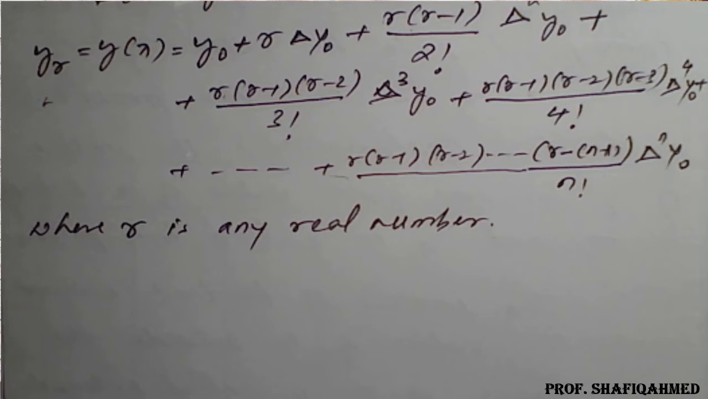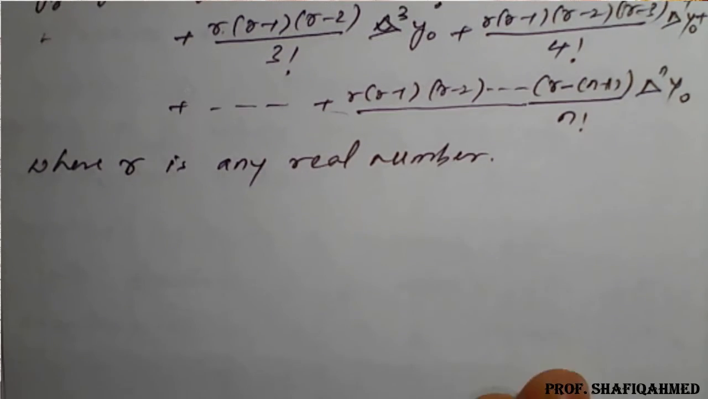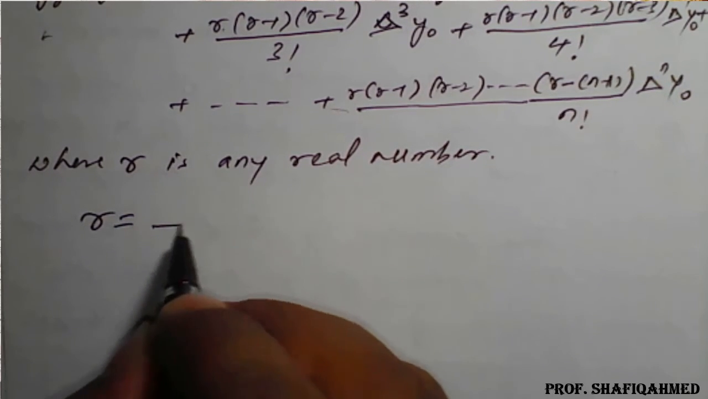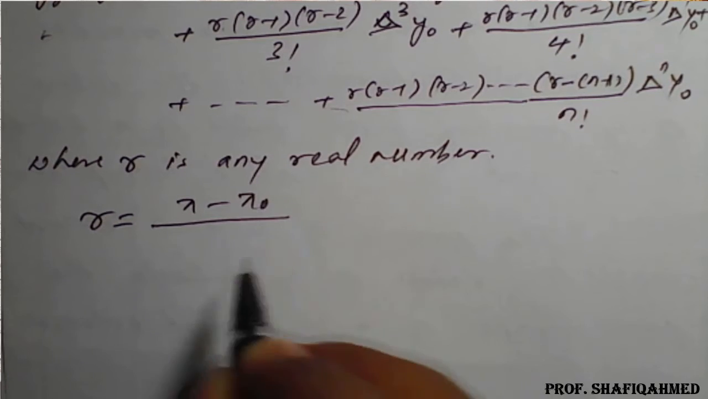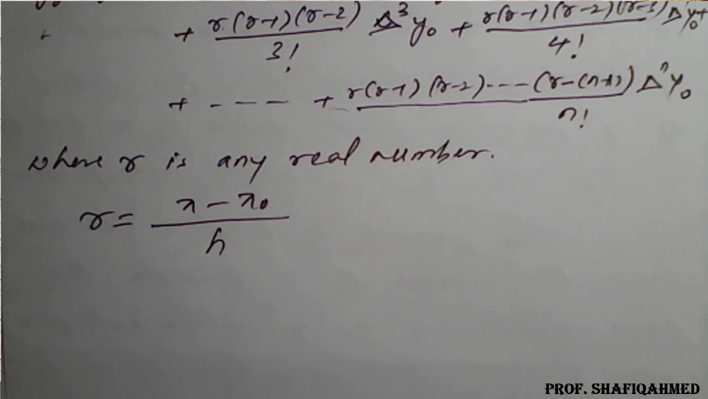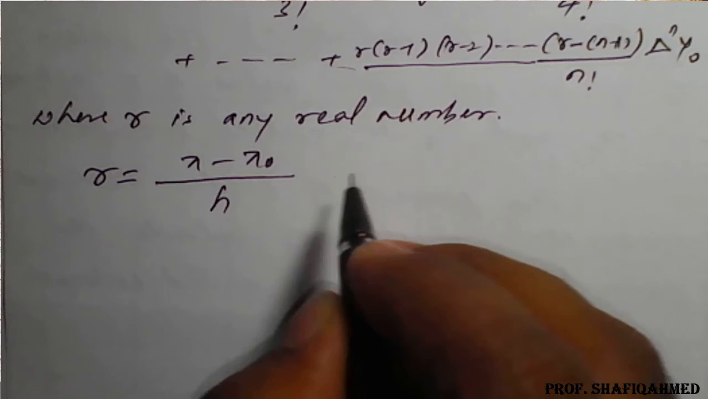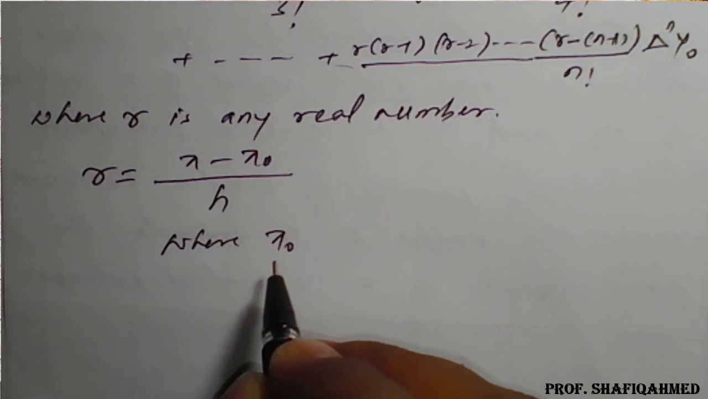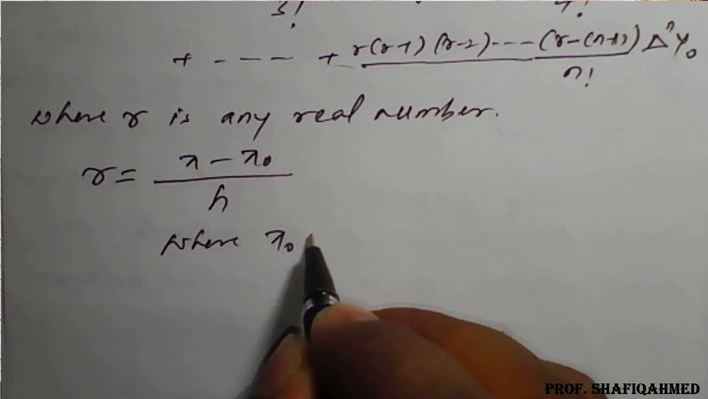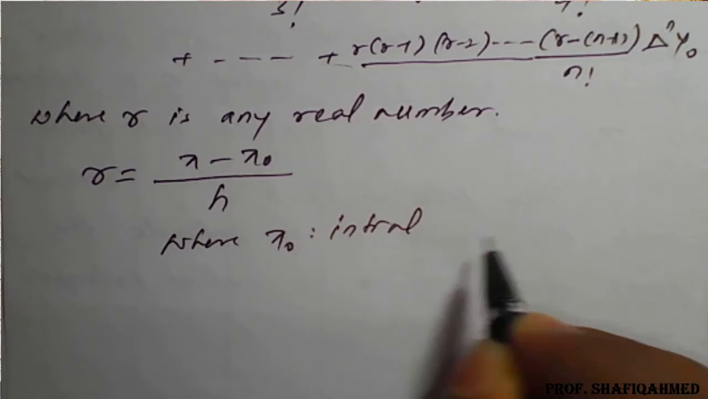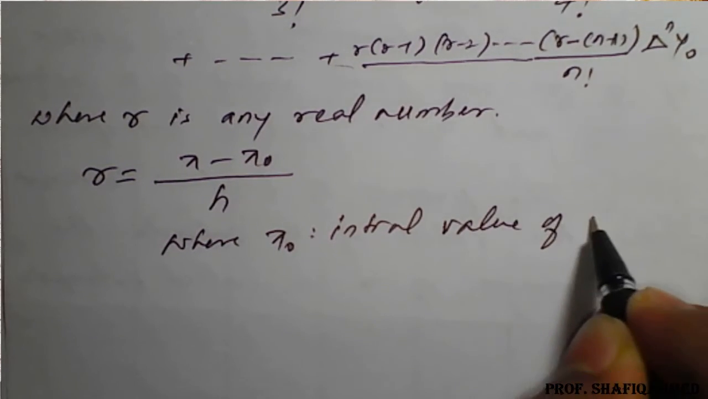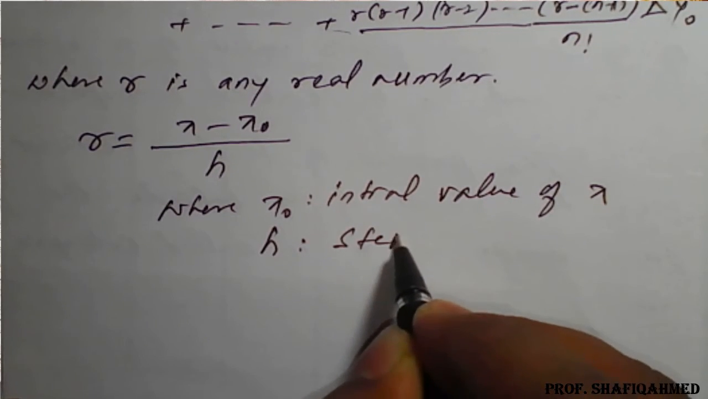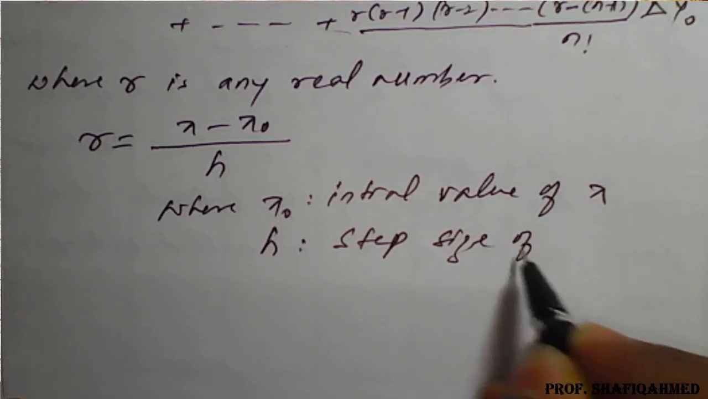Here r is any real number. While solving, how to get the value of r? You just see here: r is given by x minus x naught divided by h, where x naught is nothing but the initial value of x, and h is nothing but the step size of x.